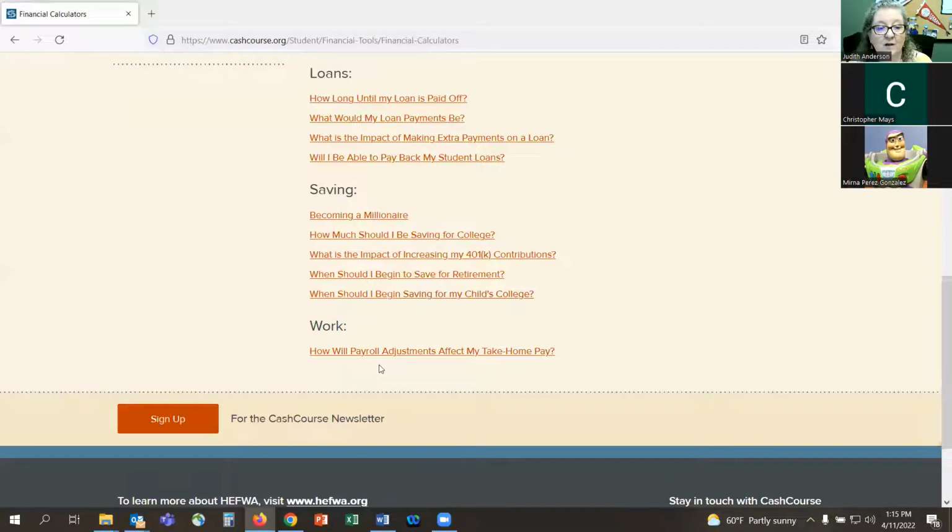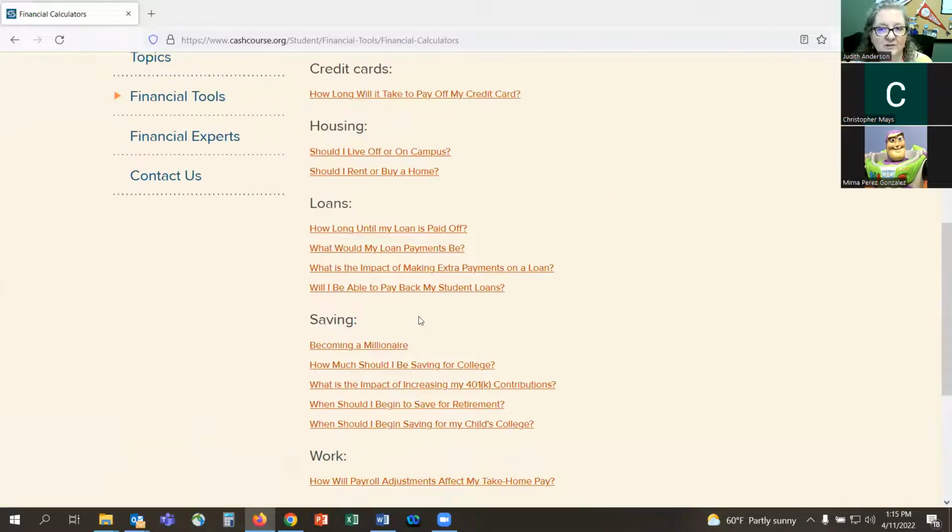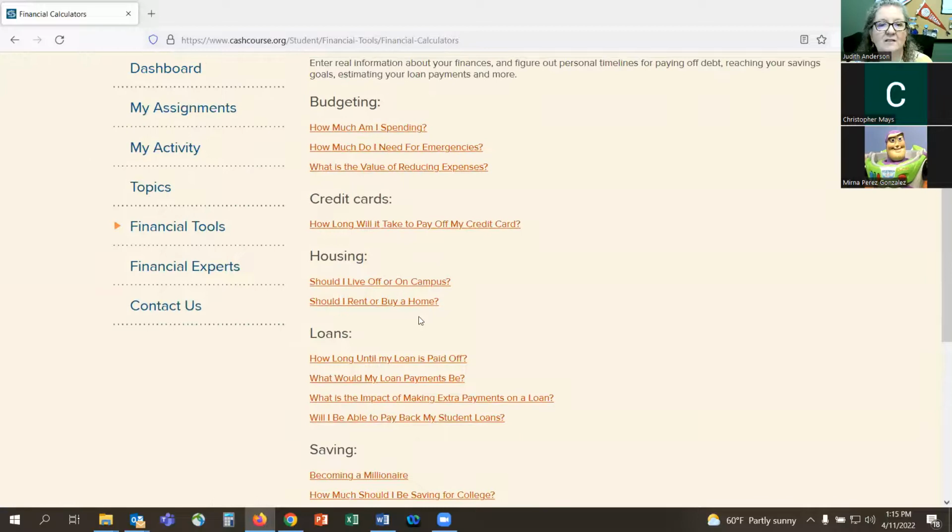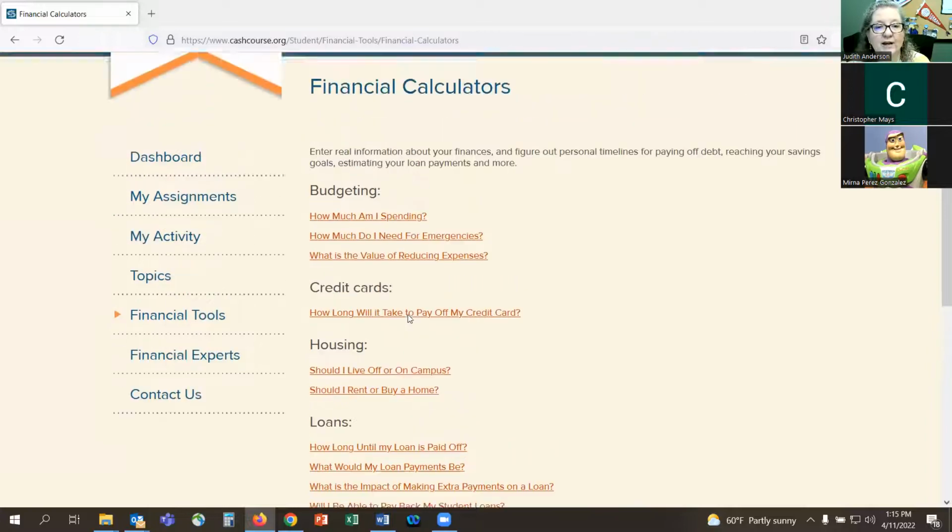And then here's one on work. It teaches you about all the things that come out of your paycheck. So that's a really interesting one. There's the state taxes, there's federal taxes, all those things that are going to come out of your check before you even get your money. So that would be a good one to try out as well.